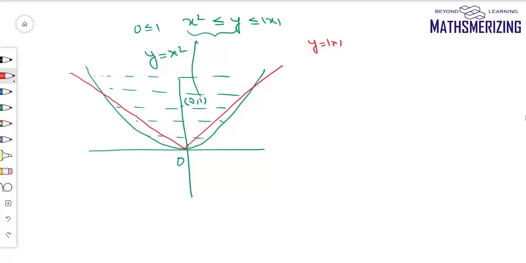Now again, I'll choose this point (0, 1), and I'll put it in this inequality, which is y is less than or equal to mod of x. So if I put y as 1, x is 0, which is false. So that means it'll be outside of this modulus function. So the region represented by this inequality is the region which I have drawn in red.